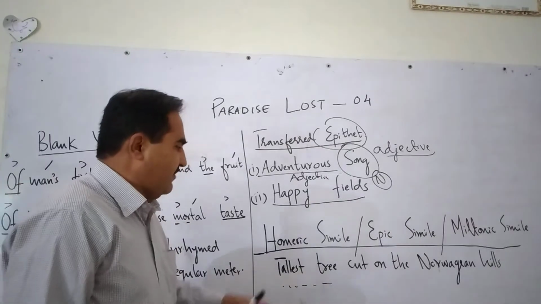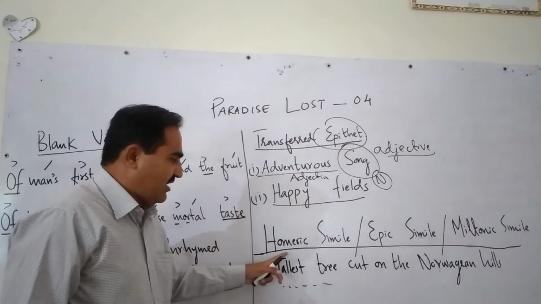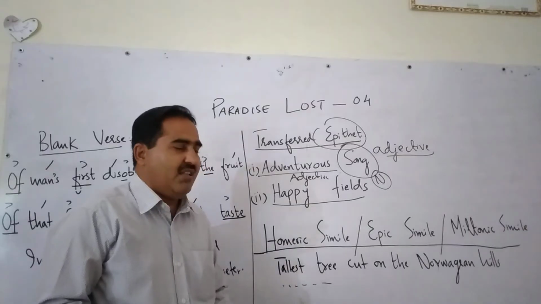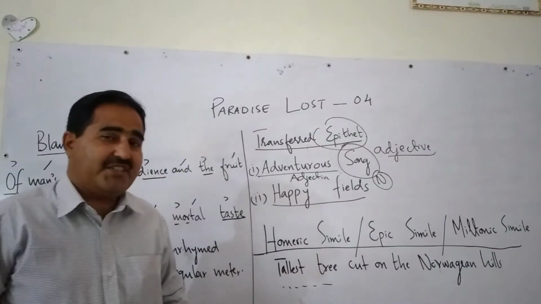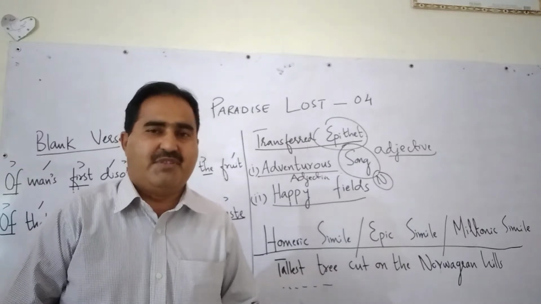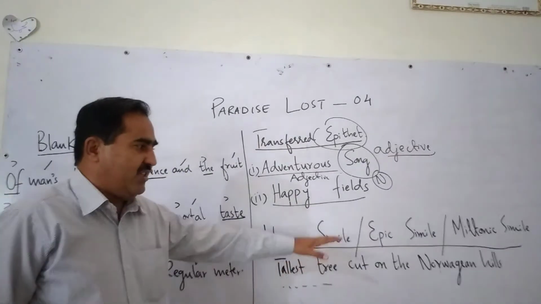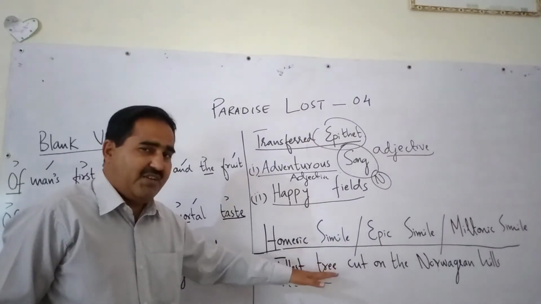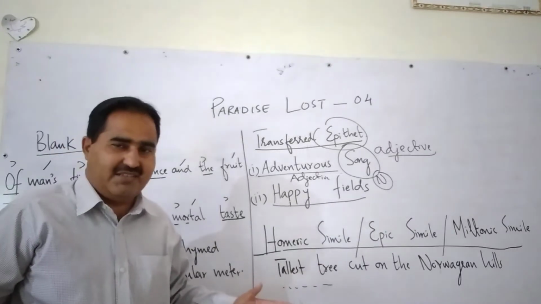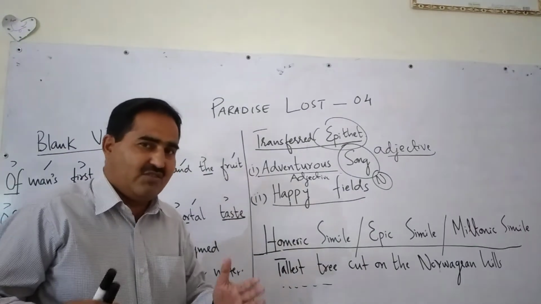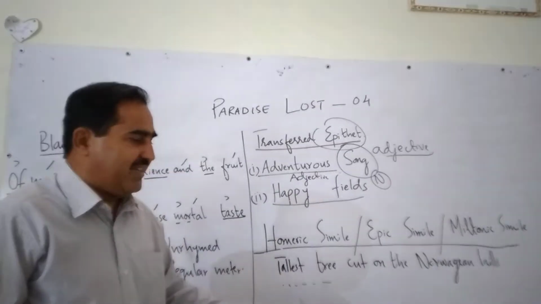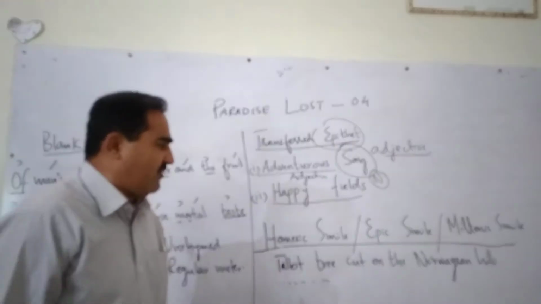Now let's come to the next topic. It's Homeric simile, or it is also called epic simile, and it has been extensively used by Milton, so it is also called Miltonic simile. Now, Homeric simile or epic simile is an extended form of simile, and there is a detailed comparison. In fact, the comparison goes to such an extent that even an essay can be written on it and can be elaborated to a different number of paragraphs.